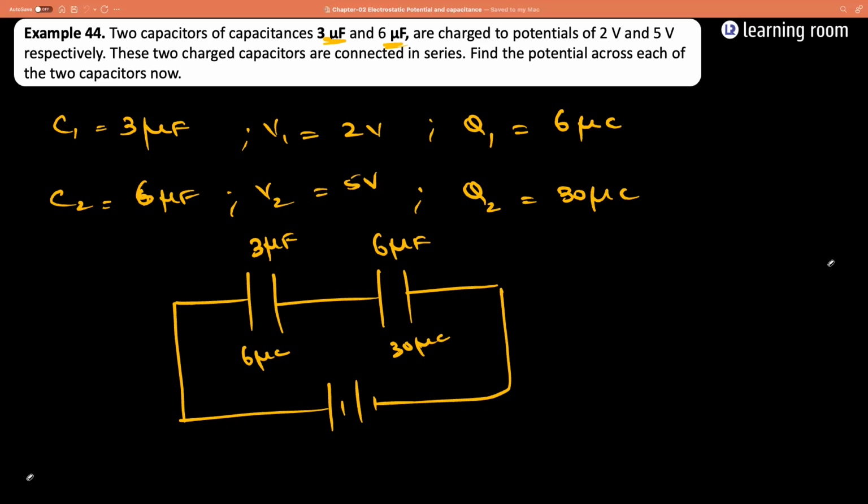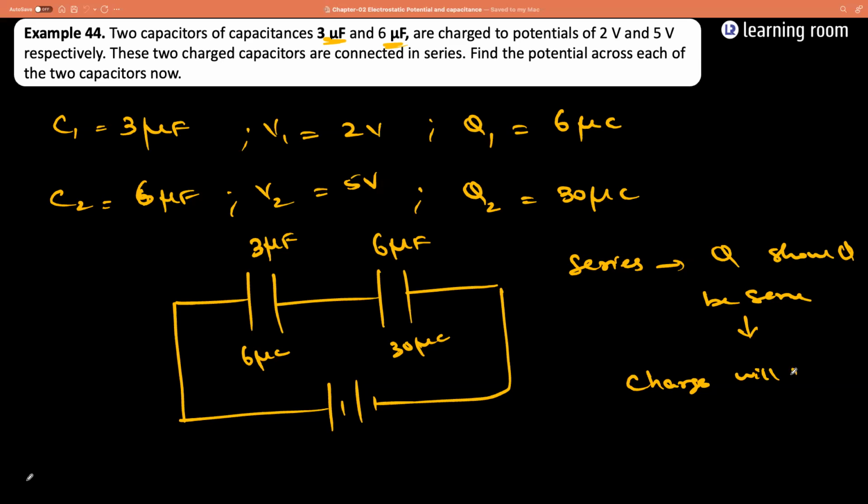So what is happening, from the question I'm able to understand? They are connected in series. So series means what should happen? Charge should be the same. But initially what is happening? Charge is not the same. So charges will get redistributed. Shriram, can you tell me how they will get redistributed?